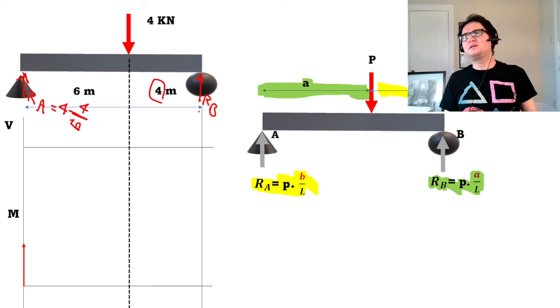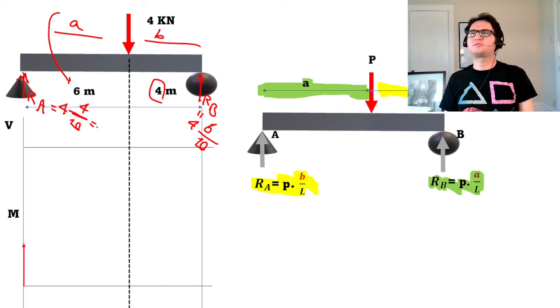And Rb is equal to P times A over L, and A is 6, and L is 10. So Ra is 4 times 4 is 16 over 10, 1.6 kilonewton. And if this is 1.6, Rb should be 2.4, because the summation of them should be 4 kilonewton. And if you do the moment, it just gives you 24 kilonewton.